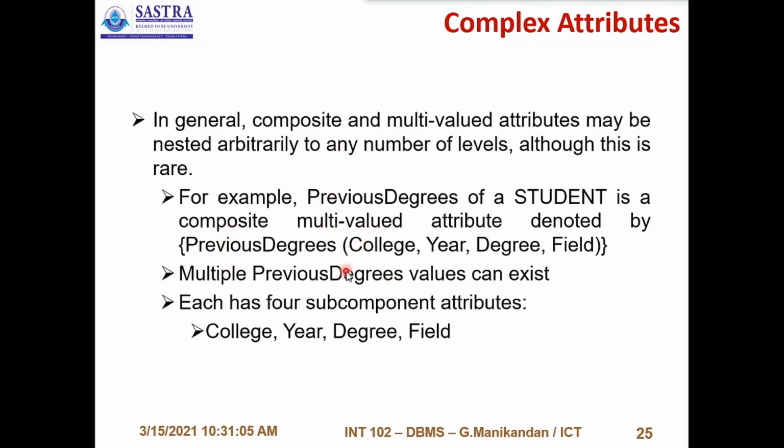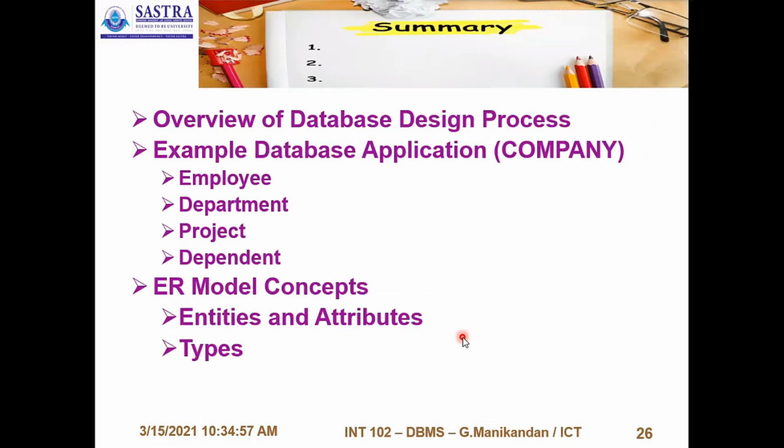So your previous degree, I can have multiple previous degrees, and if you take a single previous degree, what are the components it is going to have? It is going to have 4 subcomponents, namely college, year, degree, and field. So that's all with respect to your attributes.